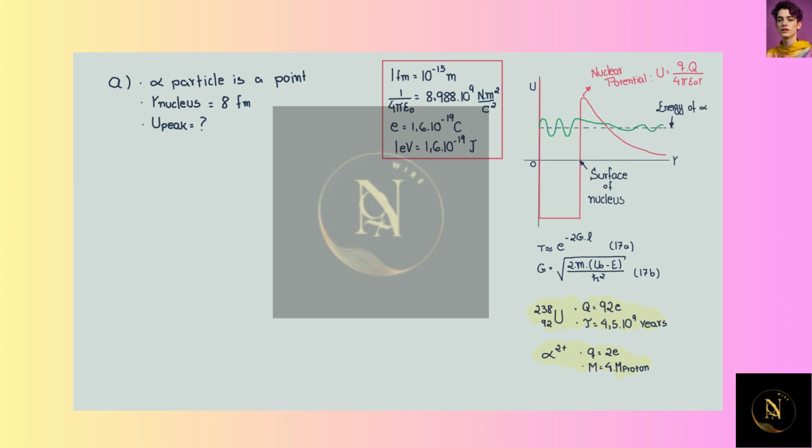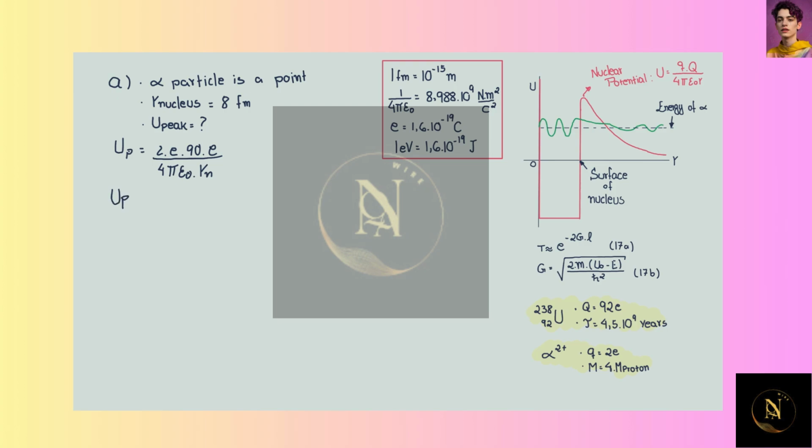It goes as follows. U, which is the value of the potential at the peak, is equal to the charge of the alpha particle, which is 2 times the charge of the electron, times the charge of the uranium nucleus, which isn't 92 but 90, because out of this 92, 2 of these charges are due to the alpha particle. So we are left with 90 times the charge of the electron. Then we divide it by 4 times pi times epsilon 0 times the radius of the nucleus. Now we plug in the values that we have to get the following.